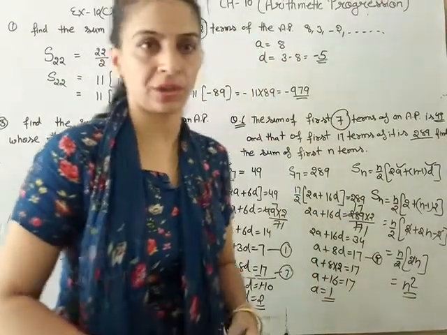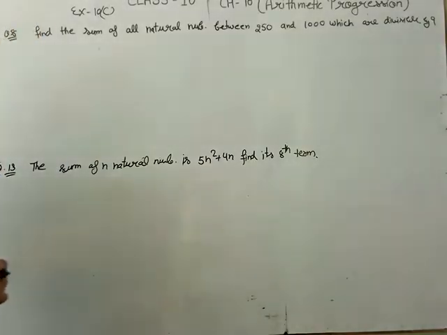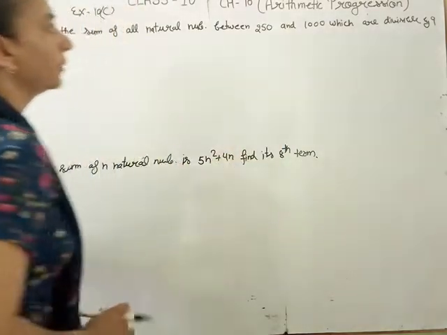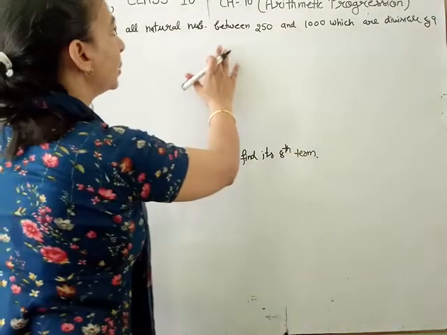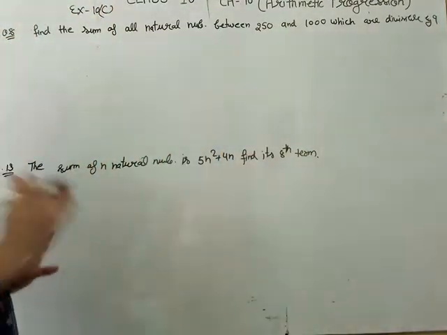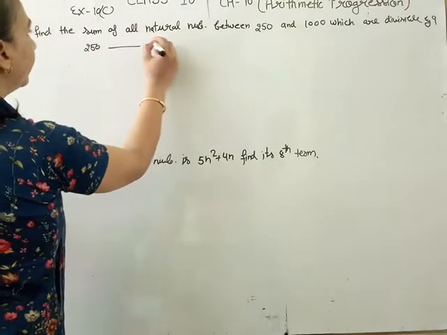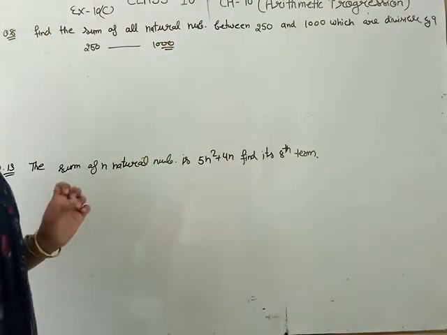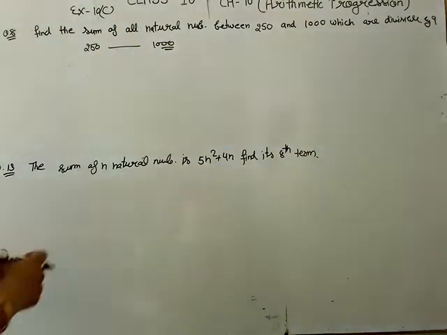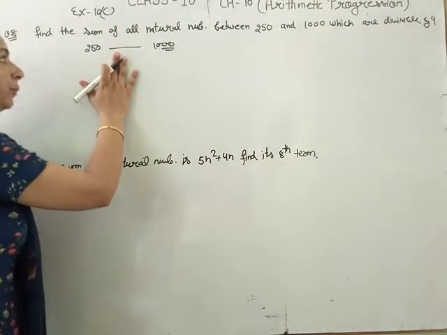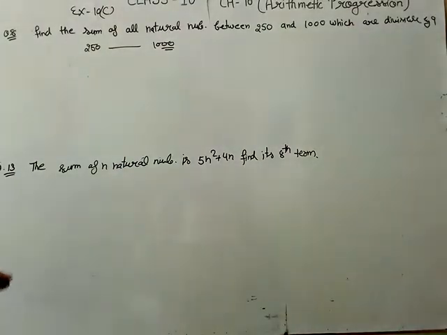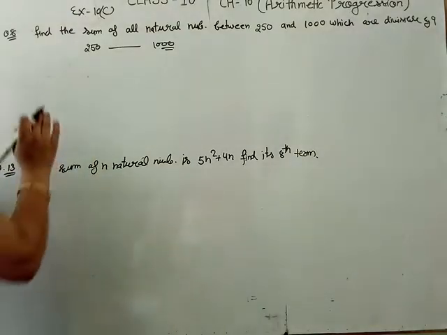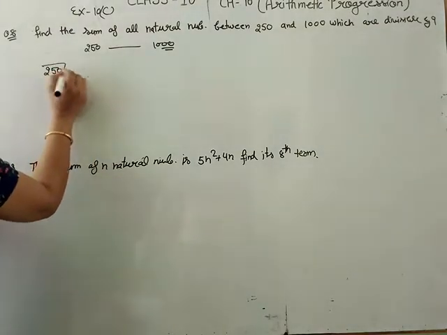Okay, next I will take the next question, question number 8. Find the sum of all natural numbers between 250 and 1000 which are divisible by 9. Student, first we find all numbers lying between 250 and 1000 and divisible by 9. So for the first number which is divisible by 9, we have a method. First we divide 250 by 9.